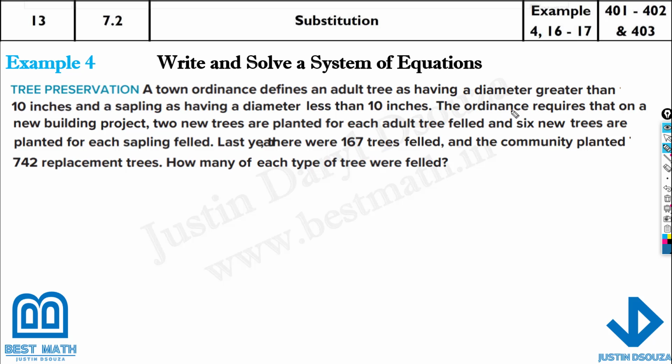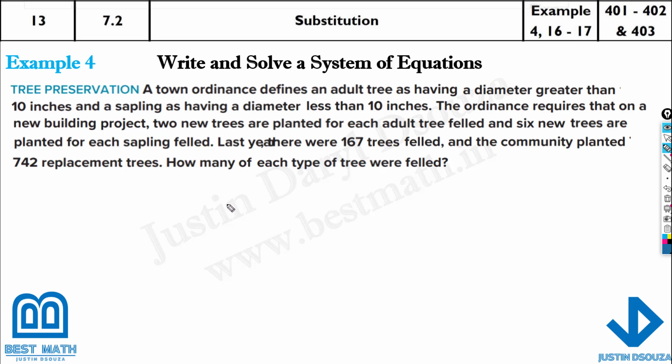The ordinance requires that on a new building project, 2 new trees are planted for each adult tree felled and 6 new trees are planted for each sapling felled. Felled is cut down. Ordinance is like a committee which will decide some certain basic laws and stuff like that. Last year, there were 167 trees felled and the community planted 742 replacement trees. How many of each type of trees were felled?